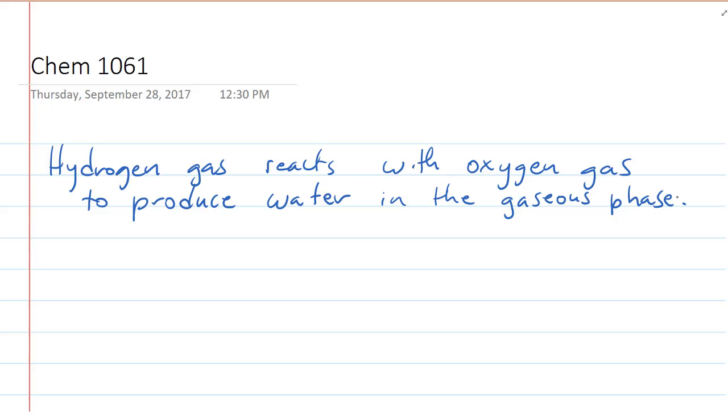Water in the gaseous phase. If you heat water up, what does it form? Steam. So we call steam water in the gaseous phase, or we call water in the gaseous phase steam.